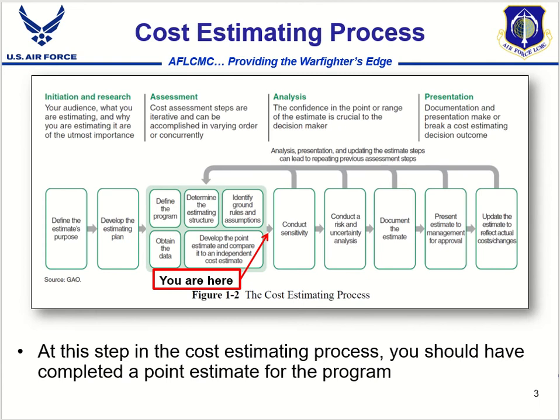So this is where we are in the cost estimating process when we get to the point where we need to conduct our uncertainty analysis. So we're right here where this red arrow is, and hopefully we have a point estimate or at least our first iteration of one, and now we're ready to conduct an uncertainty analysis on our program.